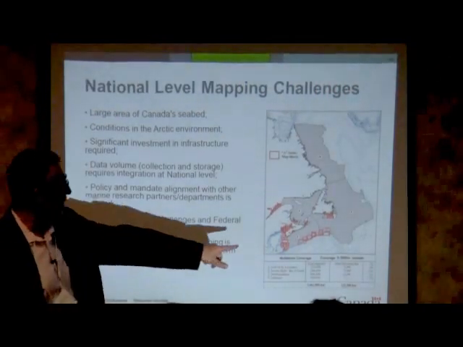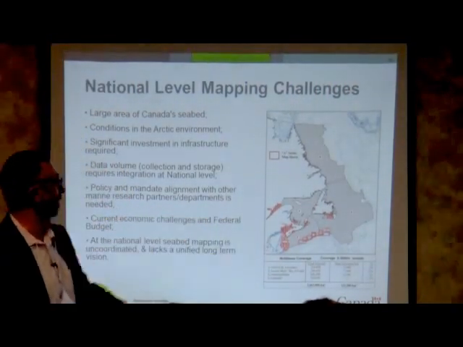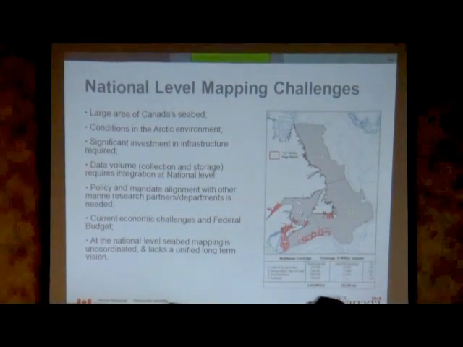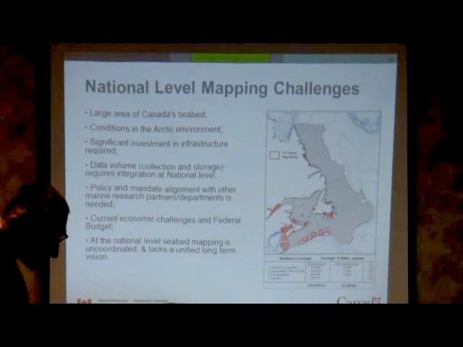And these are the locations of the A-series maps that we have published already in geology. Huge seabed. The Arctic is a very, very challenging environment for mapping. We need significant investment in ships. We need ships to map. We need to store the data somewhere. We need to integrate departments, regional, federal, everything together, and coordinate work as much as we can.